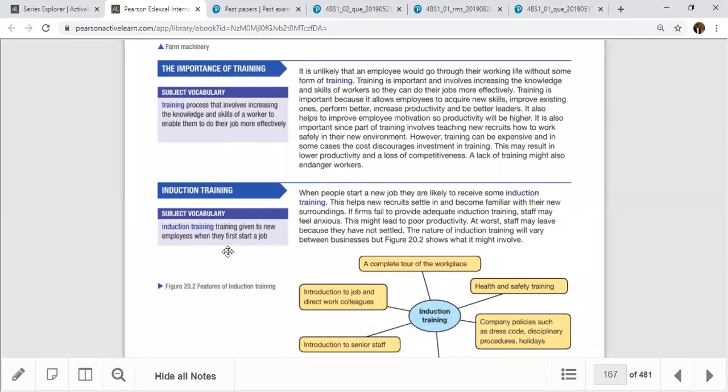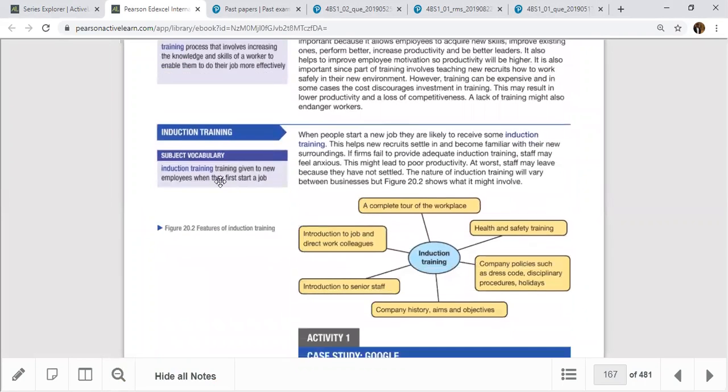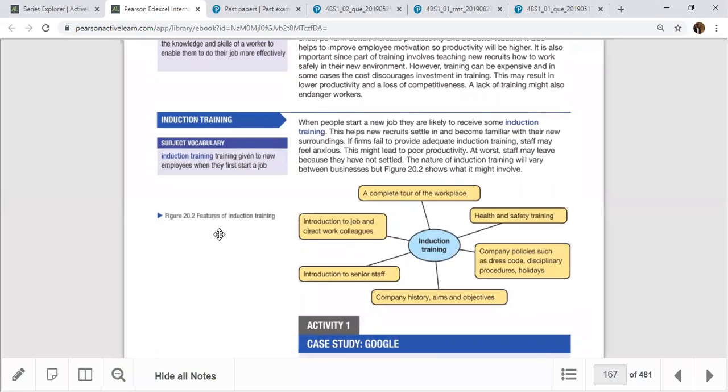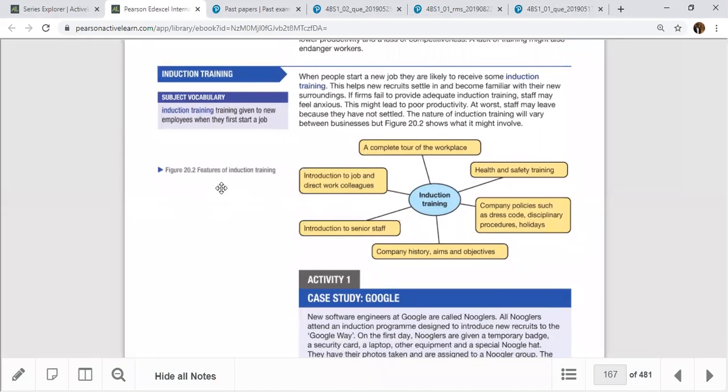We talk about three categories of training. First is induction training. After you recruit a worker, you have to give some kind of induction training so they fit with the organization's culture and roles. Induction training can be 1 day or 2 days, 1 week, 2 weeks, 3 weeks. It depends on the organization's requirements.